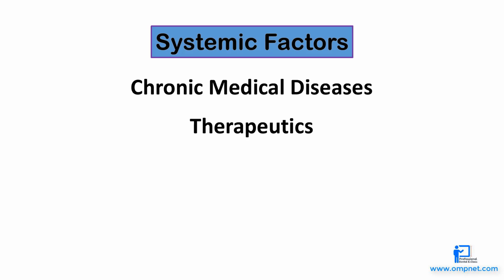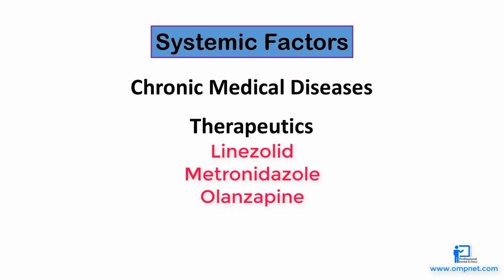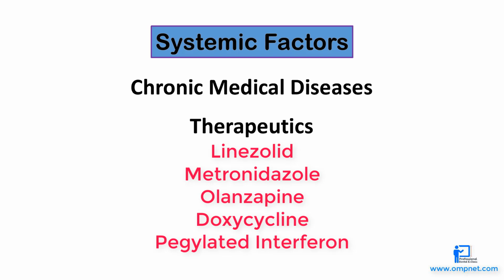Some known implicated medications will include linezolid as an antibiotic, metronidazole as an antibiotic and antiprotozoal, certain atypical antipsychotics like olanzapine, tetracyclines like doxycycline, pegylated interferon for hepatitis C, and many more medications. The effects of these drugs on hairy tongue development may be produced single-handedly or in combination, so that concomitant use of two drugs, for instance, may result in the disorder, but then monotherapy will probably have no clinical consequence.